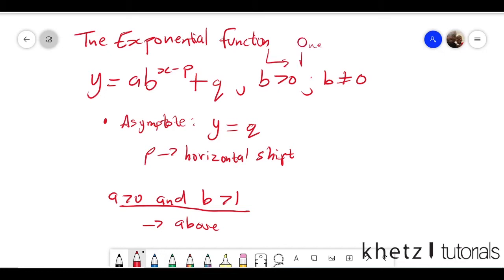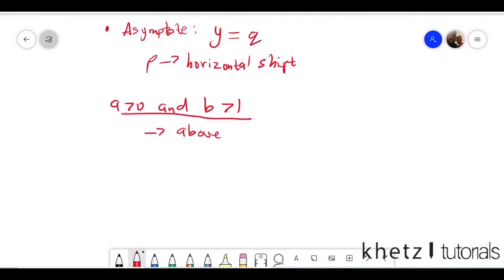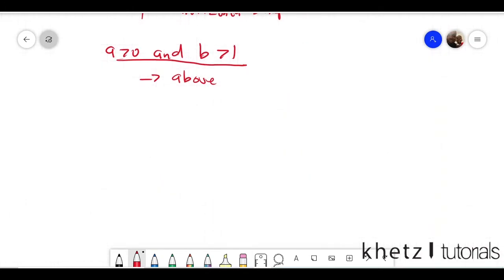Here's another note: this exponential function has one asymptote, and it is a horizontal asymptote, positioned at y equals q, as I previously said. So now if you have a which is greater than 0 and b which is greater than 1, then expect your graph to occur above the asymptote, and you expect your graph to be increasing.